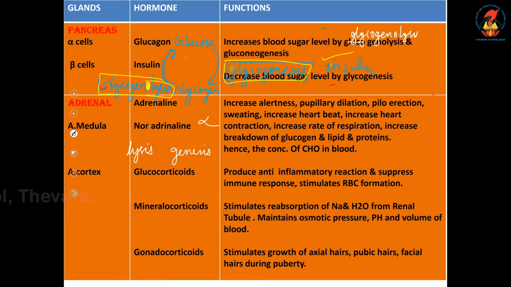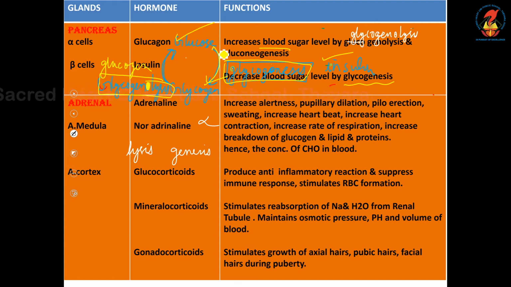This is brought about by insulin and this side is brought about by glucagon. So, remember that glucagon is involved in increasing the glucose by glycogenolysis, breaking of glycogen to glucose. And insulin on the other hand is involved in decreasing the glucose level by converting the glucose into glycogen by a process called glycogenesis. Clear?